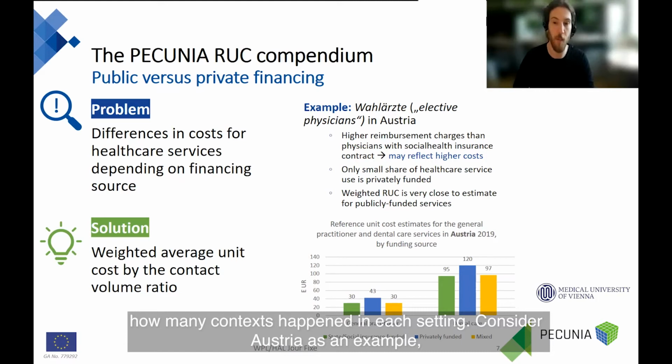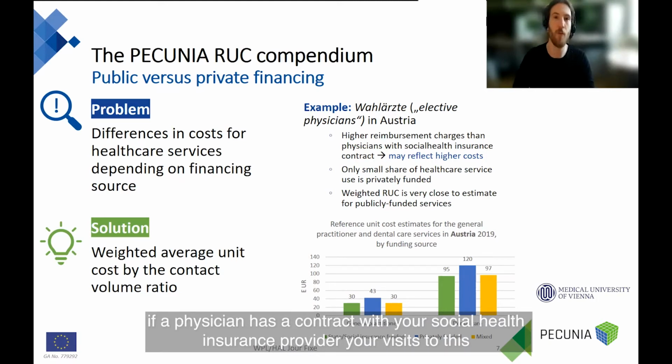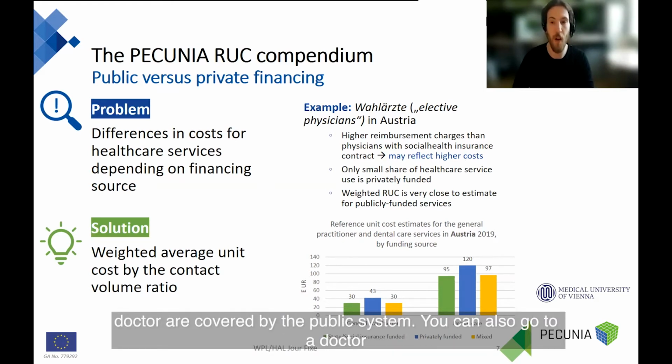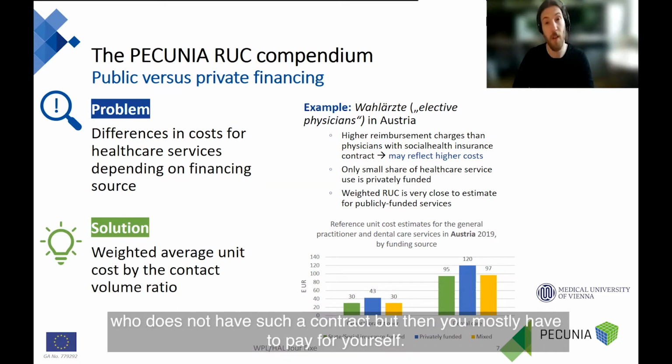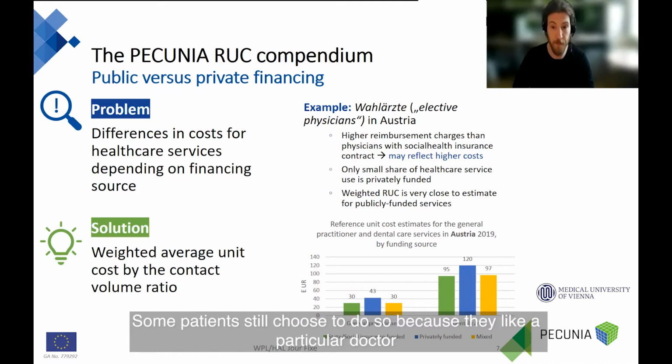Consider Austria as an example. If a physician has a contract with your social health insurance provider, your visits to this doctor are covered by the public system. You can also go to a doctor who does not have such a contract, but then you mostly have to pay for yourself.